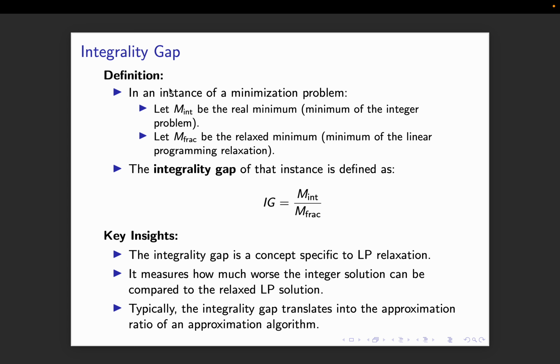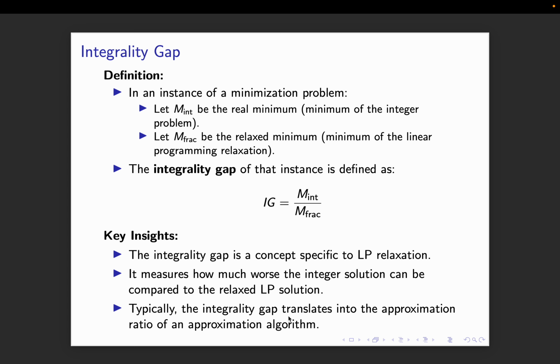So let's talk about this notion of integrality gap. In an instance, let's only talk about the instance of a minimization problem. Let m int be the real minimum of the integer program, which we did not know. Let m frac be the relaxed minimum, which is the minimum of the linear program relaxation. So the integrality gap of that instance is defined as the integer solution divided by the fractional solution. The integrality gap is a concept very specific to LP relaxation. It measures how much worse the integer solution can be compared to the relaxed LP solution.